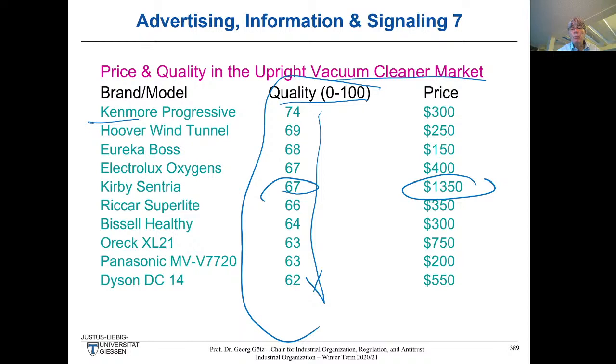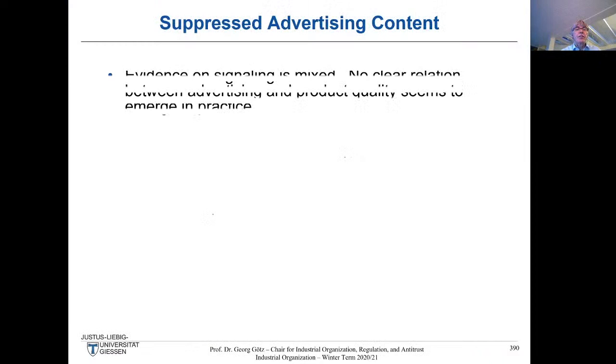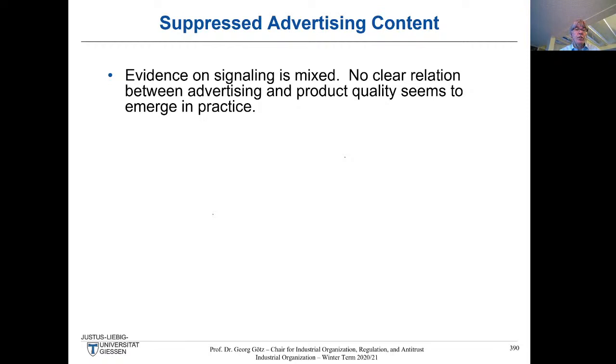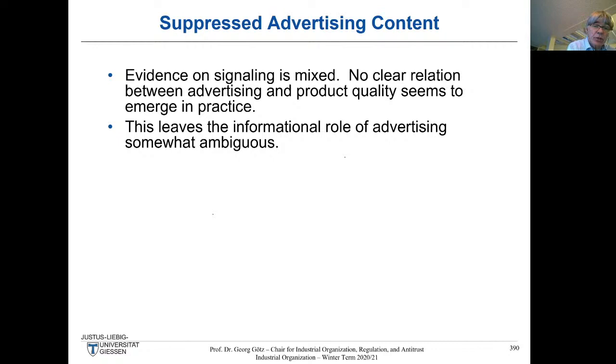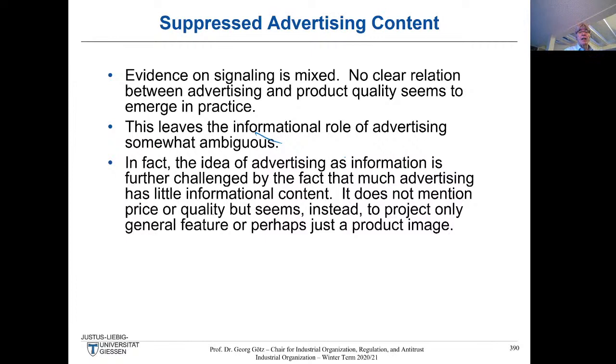We just learned that the important information about advertising might be that you advertise at all, that is that you burn money. Of course, this is not the only way in which information comes up in advertising. So this evidence on signaling is mixed anyway, and there is no correlation between advertising and product quality. And that's what I already told you, that this informational role of advertising is somewhat ambiguous.